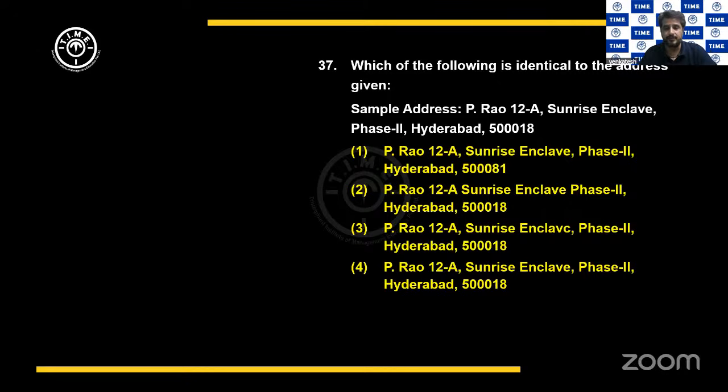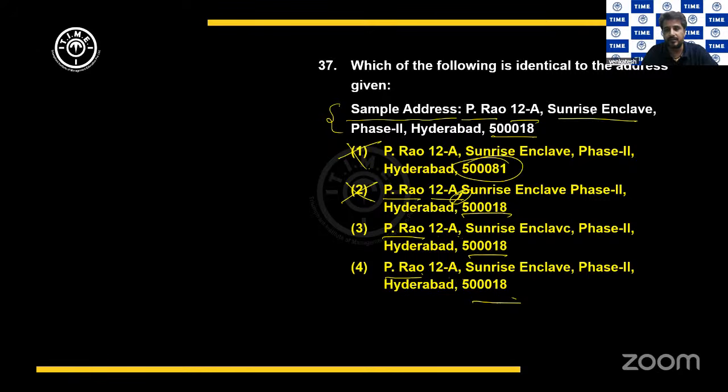This is another question type in the same address mapping. Which of the following is identical to the address given? So we have already given a sample address. We have to check which option is matching exactly with this. 5,18,000. Wrong. Rest all are okay. Okay. Next. P. Rao, P. Rao, P. Rao. 12-A comma. 12-A comma is missing. So second option is ruled out. This comma is missing. 12-A comma, 12-A comma.